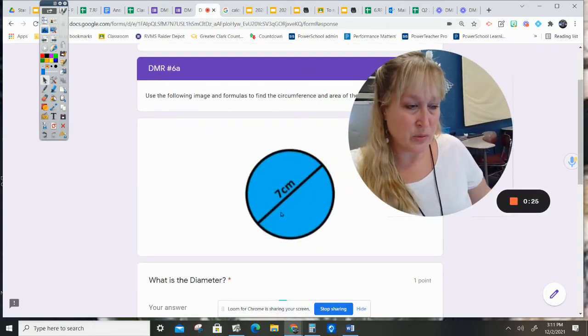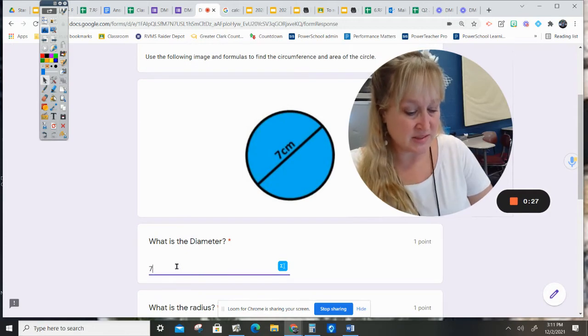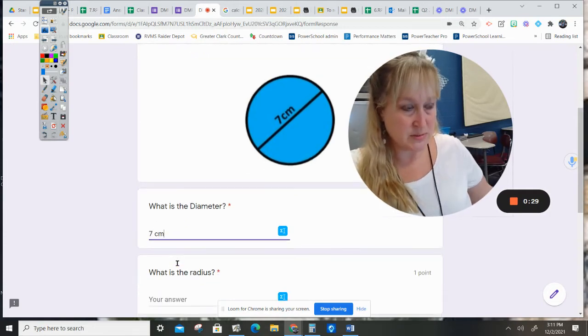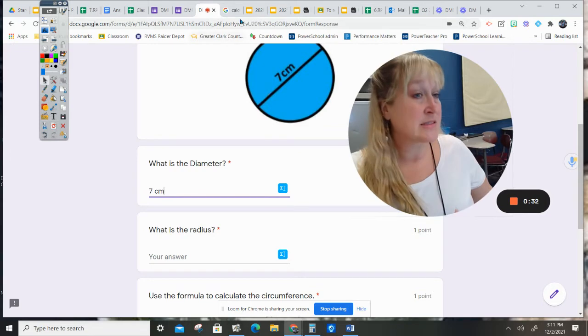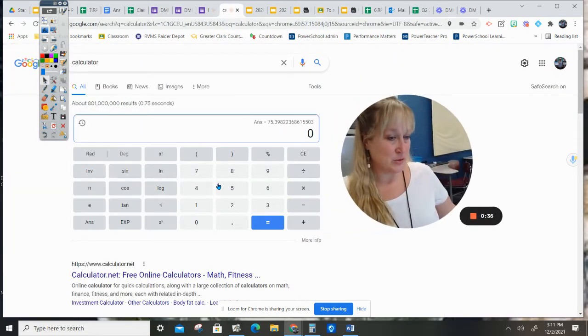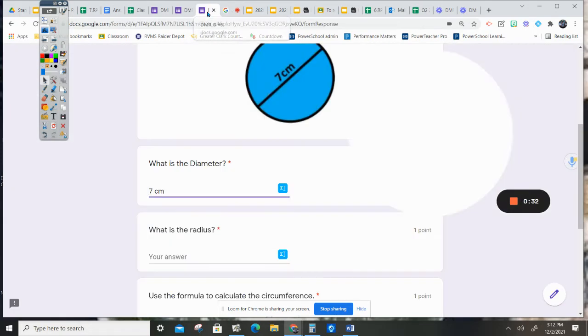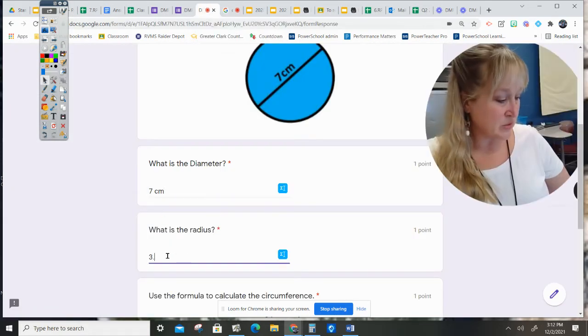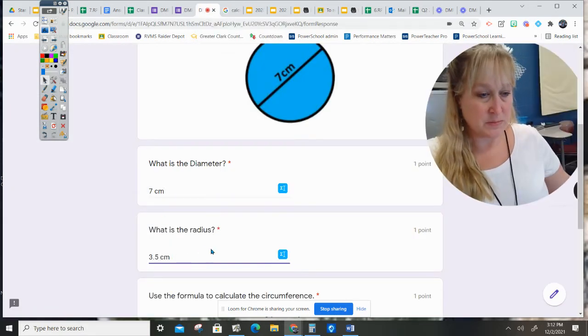The diameter is all the way across, so my diameter is 7 centimeters. The radius is half of that. So just in case you can't do half of 7, use your calculator. 7 divided by 2 is 3.5. So my radius is 3.5 centimeters.